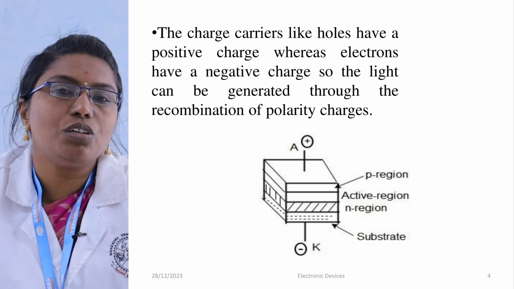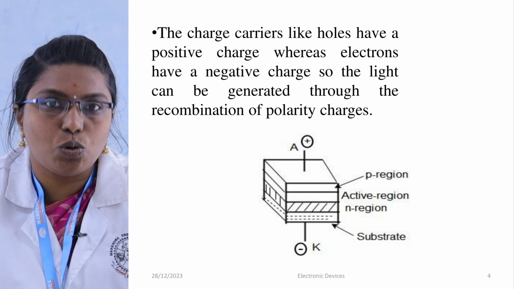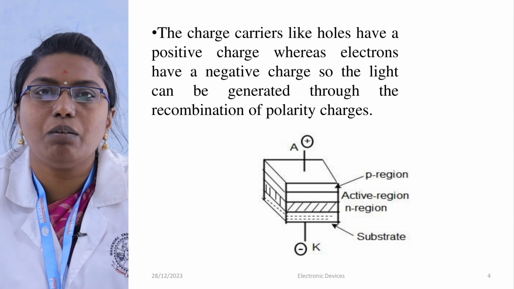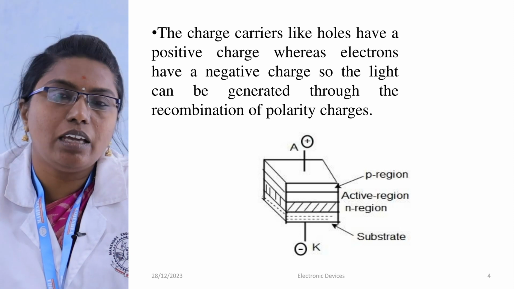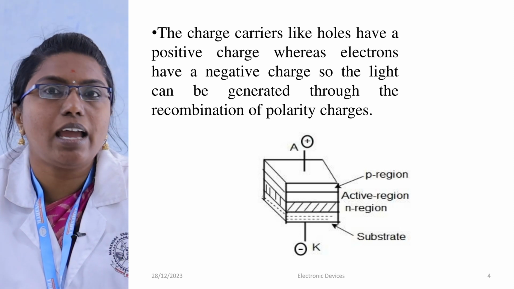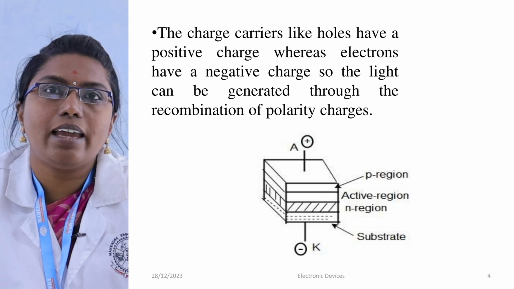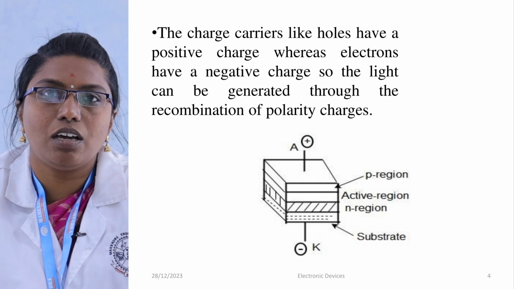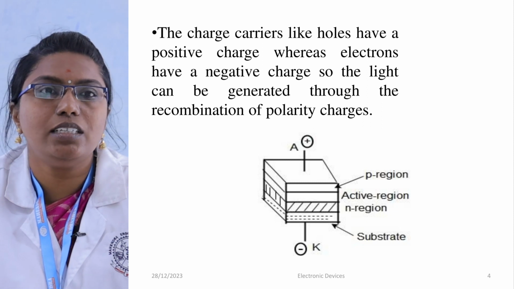So, this is the construction of a light emitting diode. Over the substrate, n-type material is doped and above that p-type material is doped. In between the n region and p region, there is an active region. The n-type region is said to be the cathode region and the p region is said to be the anode region. Here the charge carriers like holes have a positive charge whereas electrons have a negative charge, so the light can be generated through the recombination of opposite polarity charges.